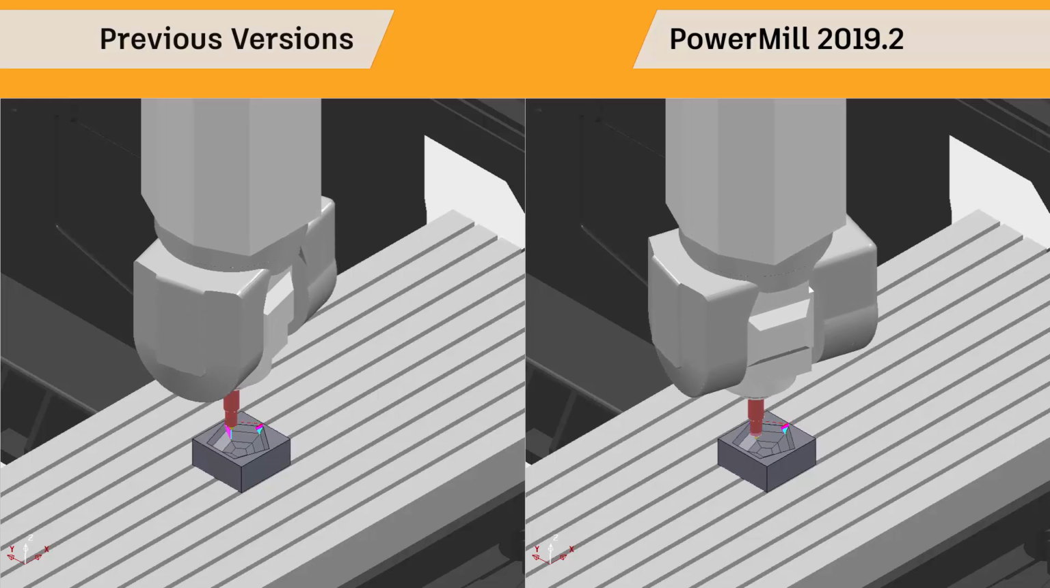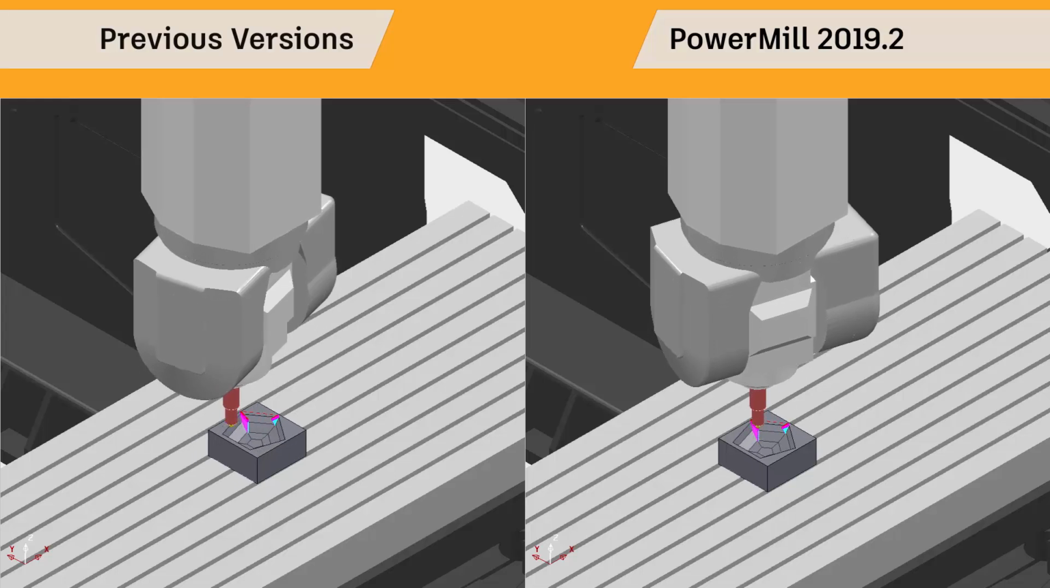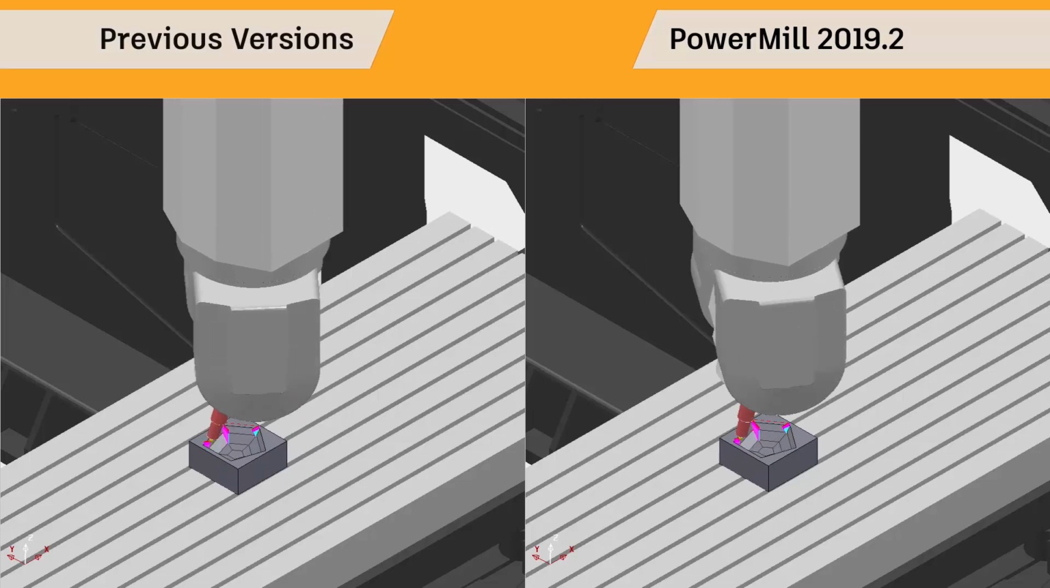This improvement to the automatic collision avoidance algorithm in Powermill 2019.2 allows users to calculate safer and smoother toolpaths that can produce better machine parts faster, while also reducing overall programming time and effort.